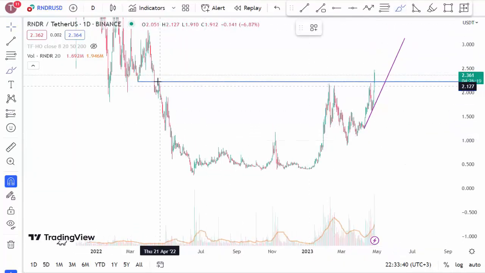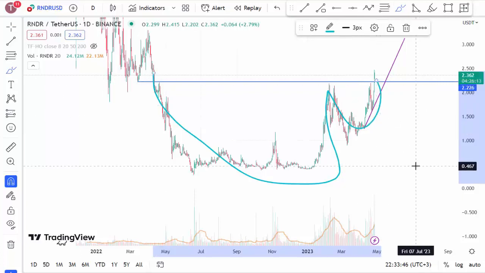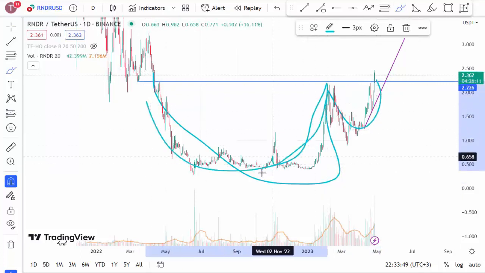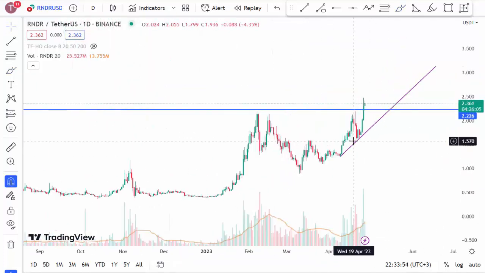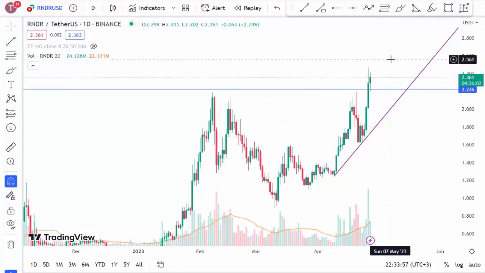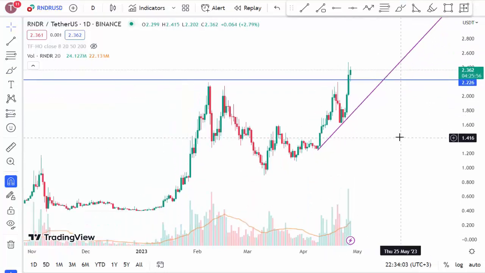First of all, if we look at the chart for a long time, we can say that there is a beautiful cup and handle formation here. We can also say that this is a bull formation, and we know that this is a very good formation. We know this because when this formation is broken upwards, the probability of seeing a price increase is very high.